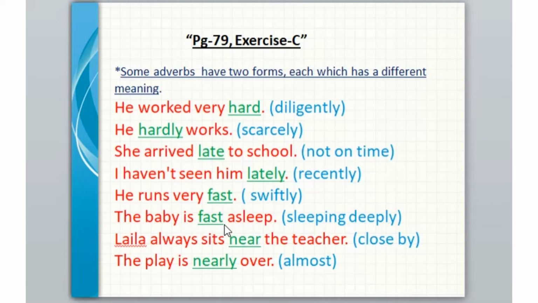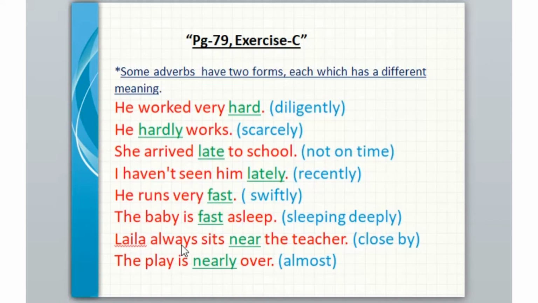Now students, this fast here means sleeping deeply, gone into the deep sleep. Here fast asleep is defining this kind of asleep, sleeping deeply. Asleep is our one kind of verb, which is defined by this adverb. Let's come to our next example.